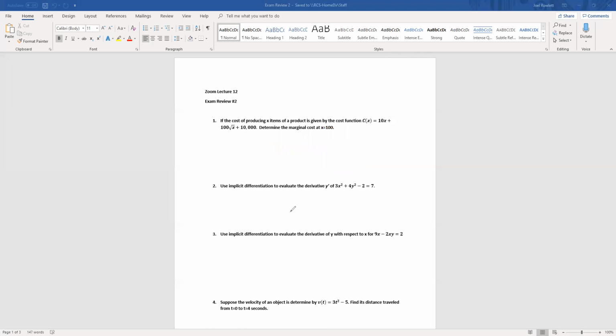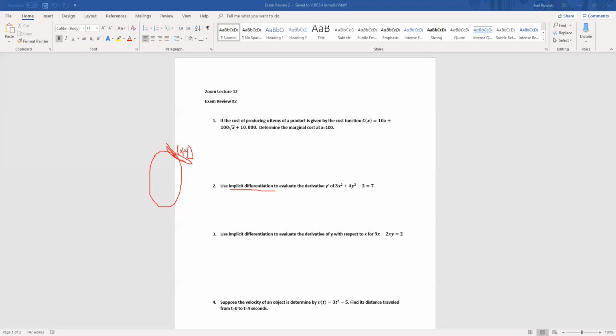Problem number 2. Now, problem number 2 is asking us to use implicit differentiation. And remember, we can use implicit differentiation to find the derivative of those things that are not functions directly. For example, if you have an ellipse, it is not a function, but if you happen to know the X and Y value for a particular point, you can still find its derivative. You can still find the slope of the tangent line at that point.